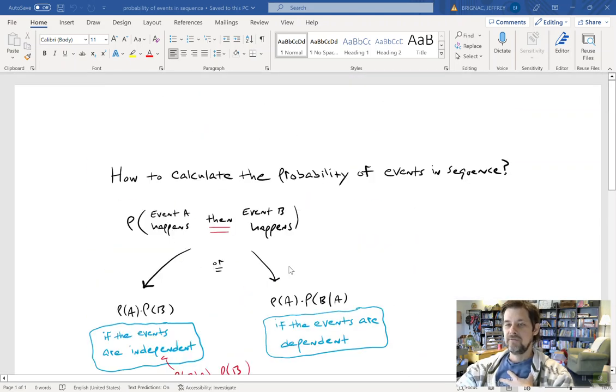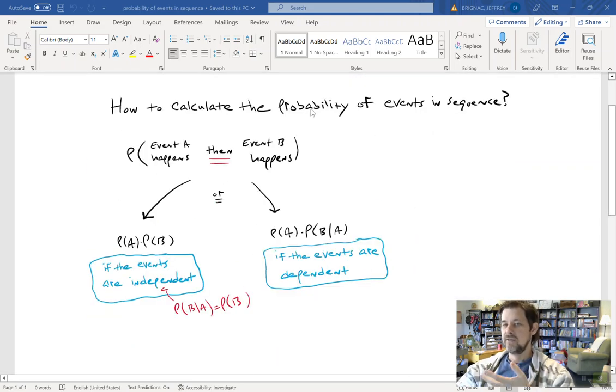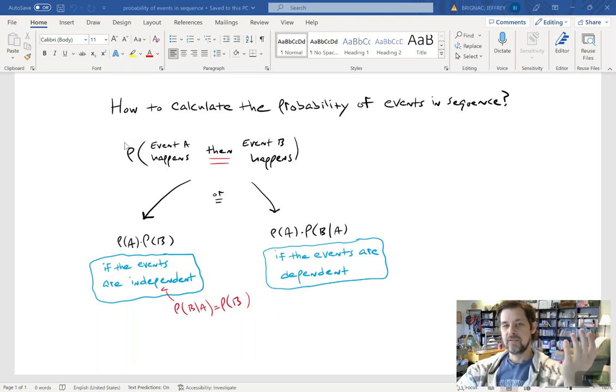Okay, now that would fall under how do you calculate the probability of events in sequence? What I mean is the question will be something like, what's the probability that event A happens and then event B happens? Okay? And the way that you'll do that is by multiplying probabilities, but it will depend on if the events are independent or dependent. Now, independent events don't influence each other in any way. Dependent events do influence each other.